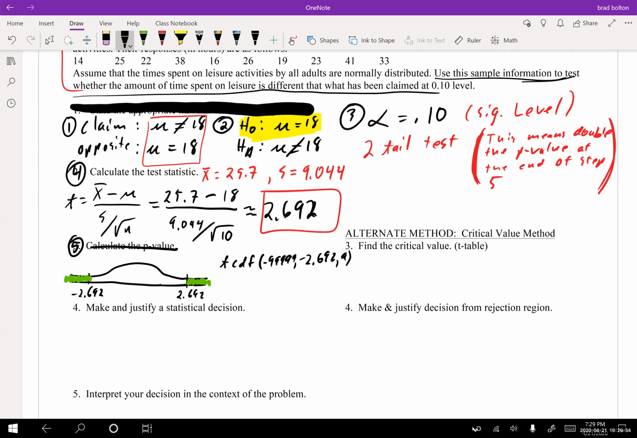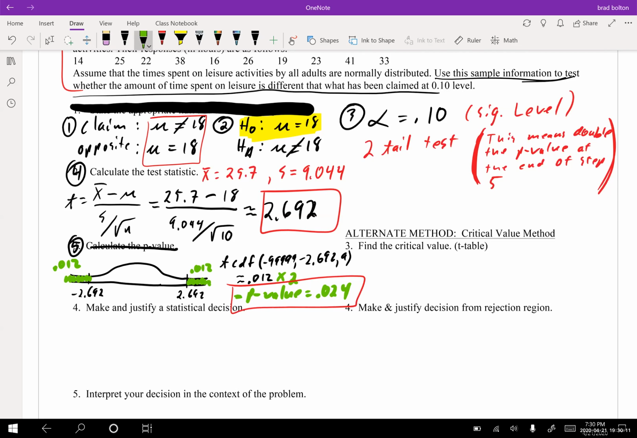2.692, degrees of freedom 9, and I get this equals 0.012. However, 0.012 is only half of the area, that's this guy. So then I also have 0.012 here. So I'm going to multiply this by 2, and that will give me my p-value. So 0.012 times 2 gives me 0.024.